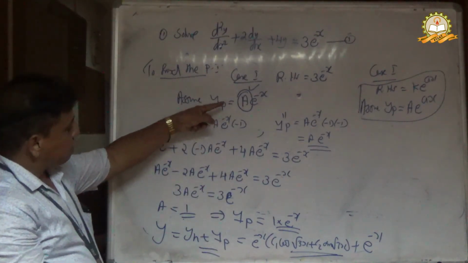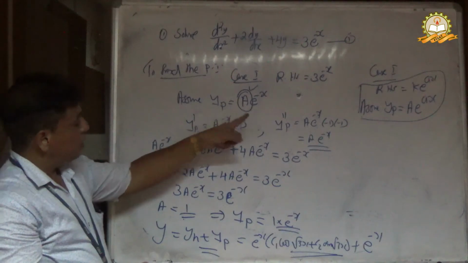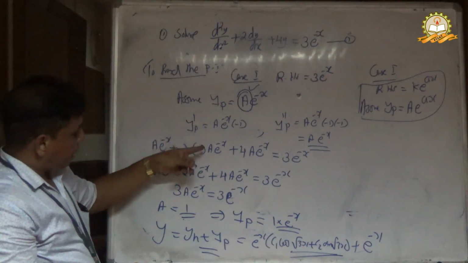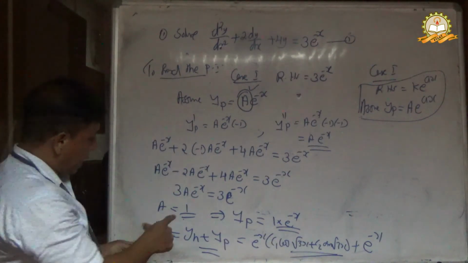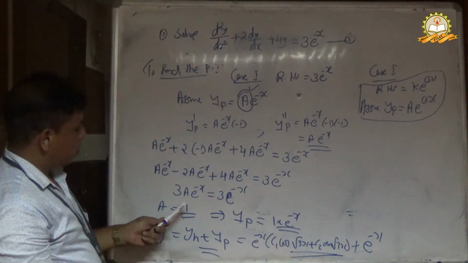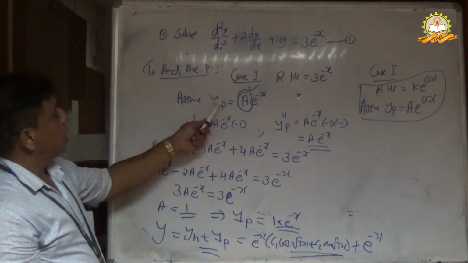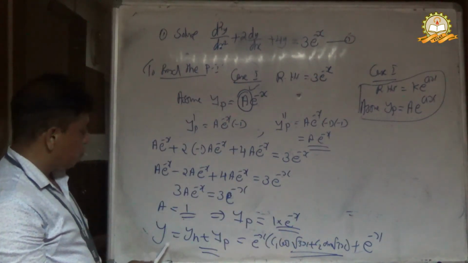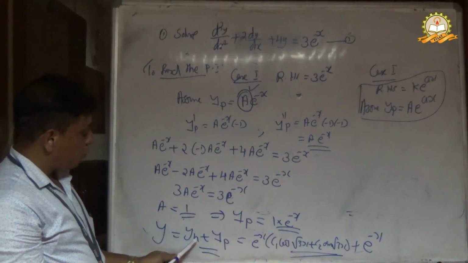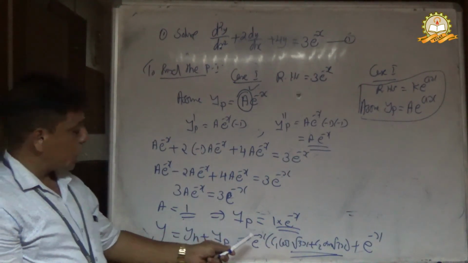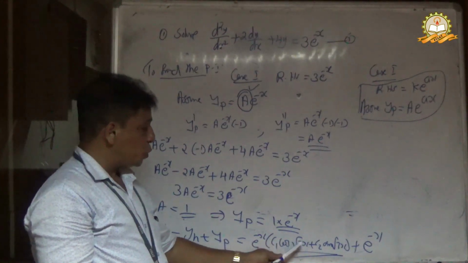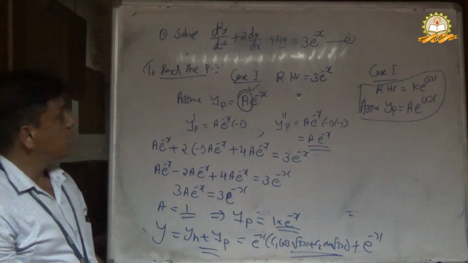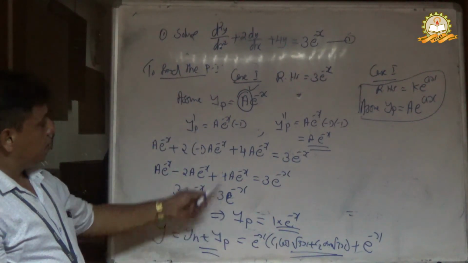Finally, we substitute yp, y dash p, y double dash p in the given problem. After simplifying and comparing, we get a equal to 1. Therefore, we got yp as 1 into e raised to minus x. Therefore, y is equal to y of h plus y of p, that is e raised to minus x into c1 cos root 3x plus c2 sin root 3x, plus e raised to minus x. This is the required answer. Clear? Okay, very good. Thank you.